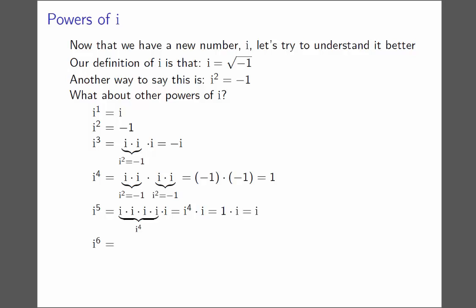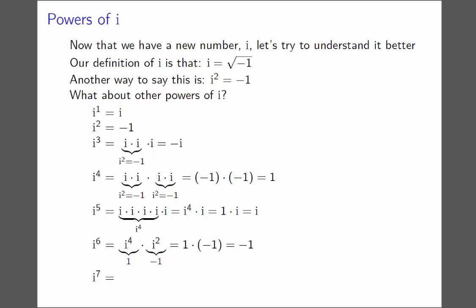How about i to the sixth? Here we have i multiplied by itself 6 times, which we can clump together as the first 4 and the second 2. The reason we do this is that we know i to the fourth is just 1, and we know i squared is -1. So i to the sixth is 1 times -1, which is -1.